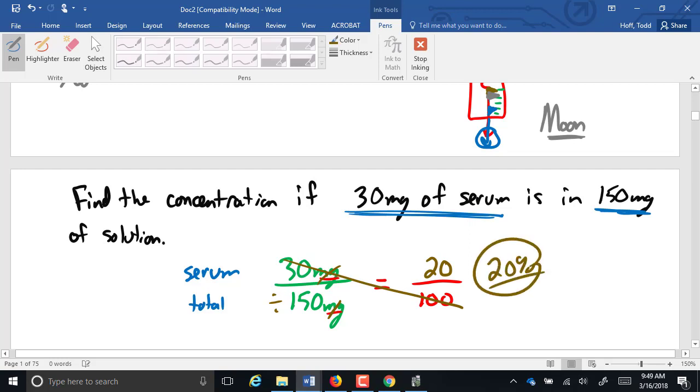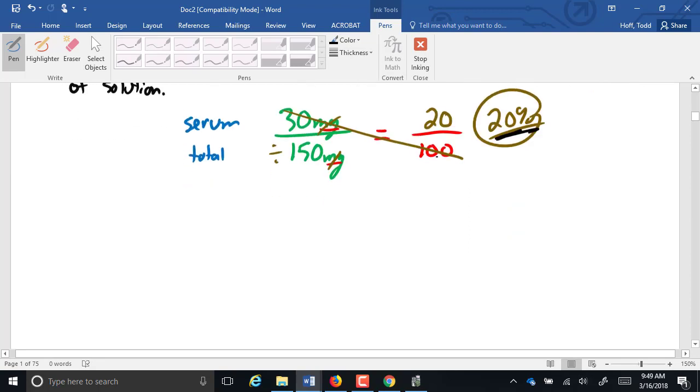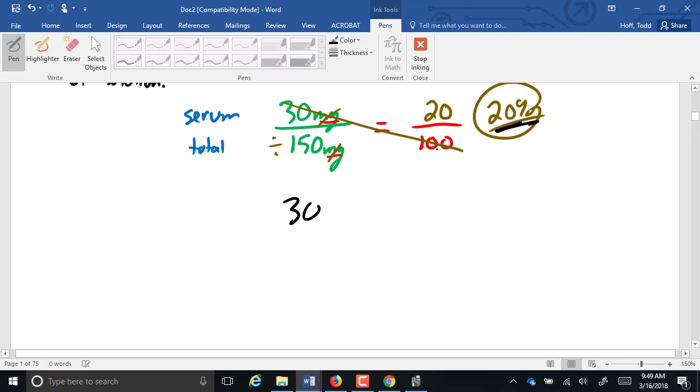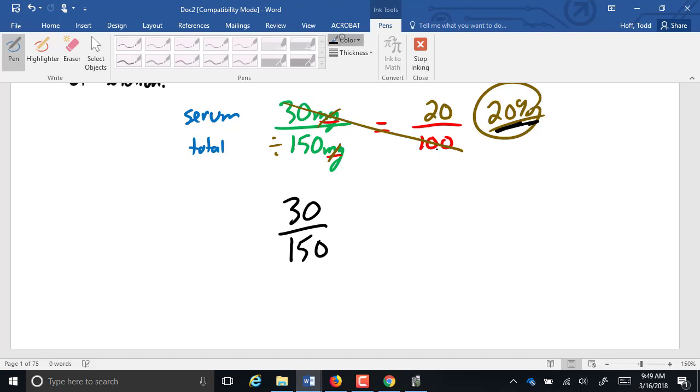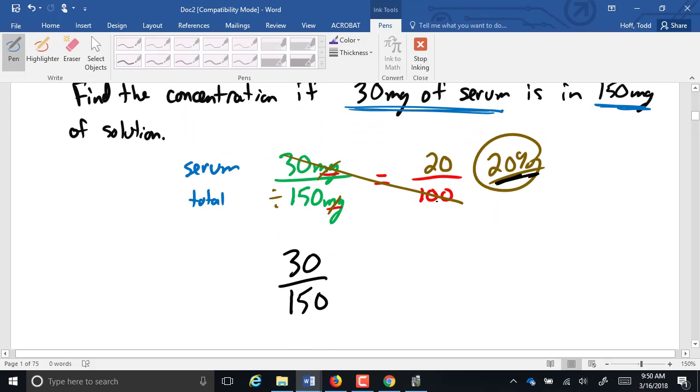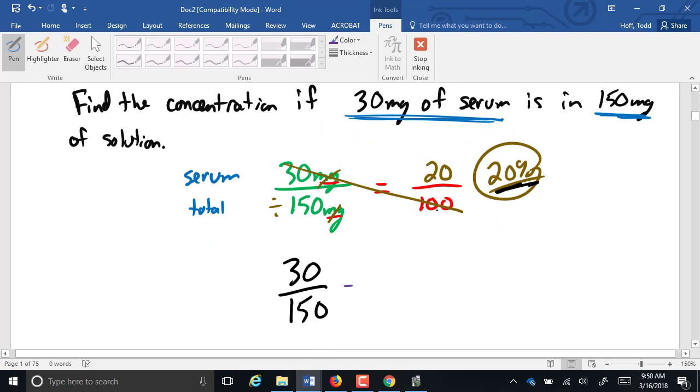The 20% solution. Well, percent always means out of 100. So 20 out of 100 is 20%. Now, if you're used to doing the rate method, you can. Just a few extra steps. What you can do is just do 30 divided by 150 is 0.2, and 0.2 is the decimal form of 20%.